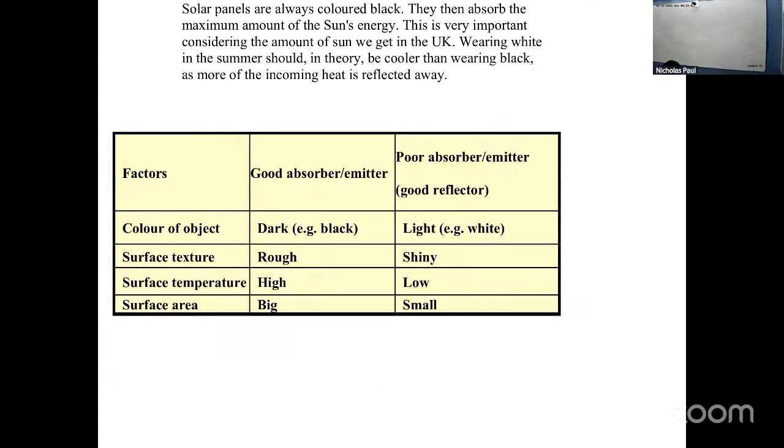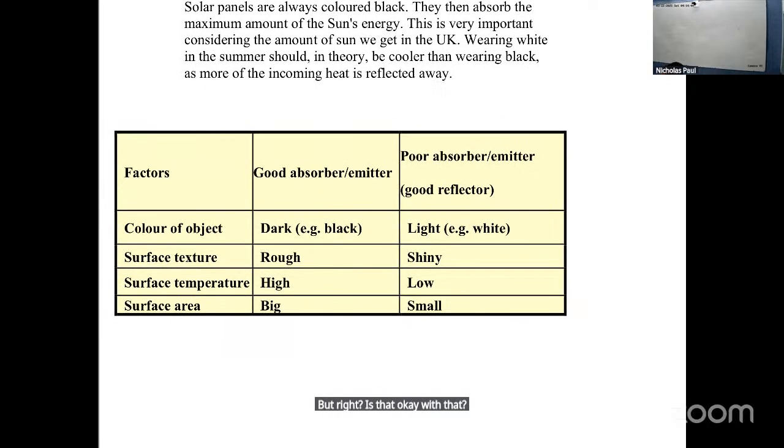Okay with that? So all these things here we need to know about heat transfer.